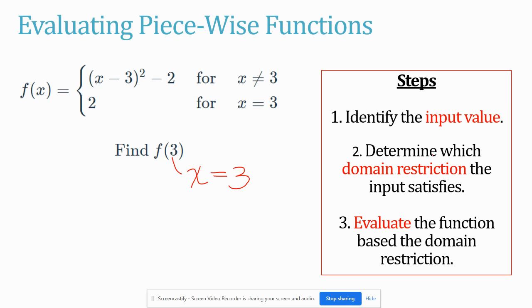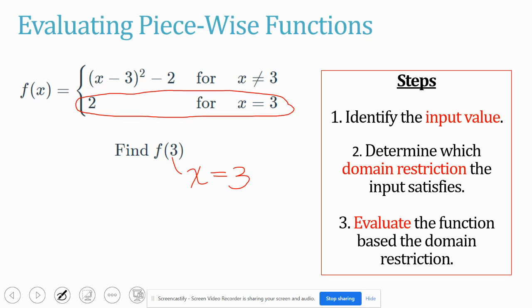Step number 2, determine which domain restriction the input satisfies. So these are our domain restrictions. So which one does this apply to? Is x not equal to 3 or is x equal to 3? So we can see here that x is equal to 3 in this case. So this is going to be the part of the piecewise function that we're going to focus on. We're not even going to look at this part. We don't need it because x is equal to 3.